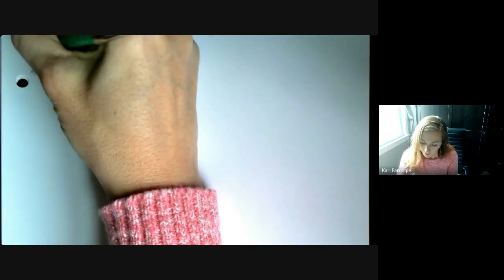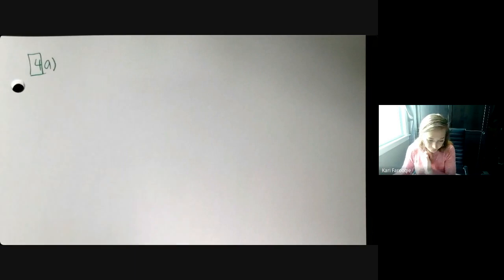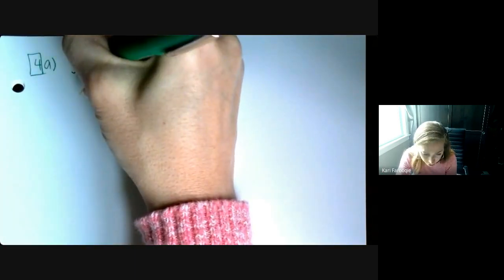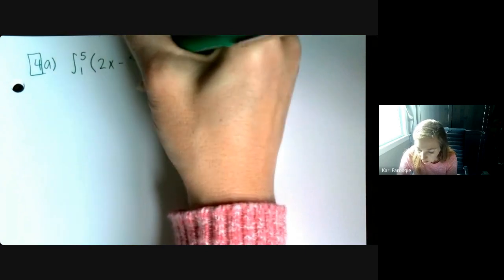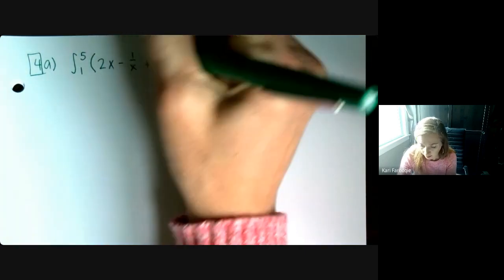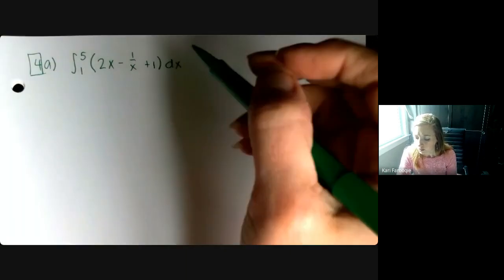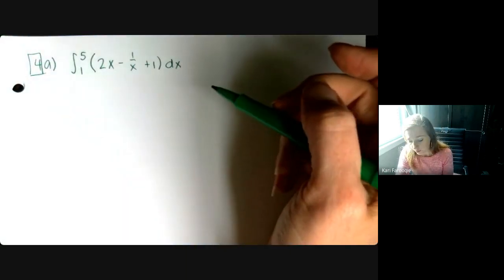Right. 4A. So this is the integral from 1 to 5 of (2x minus 1) over (x plus 1) dx. All right, so let's go ahead and find the antiderivative.